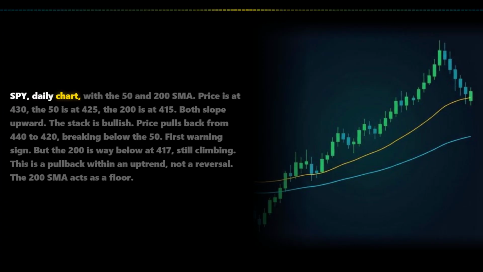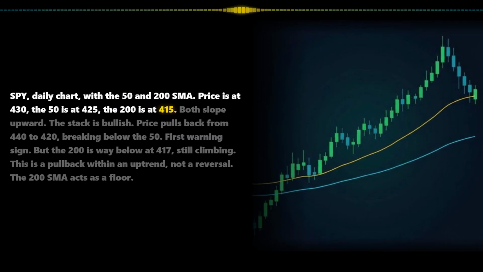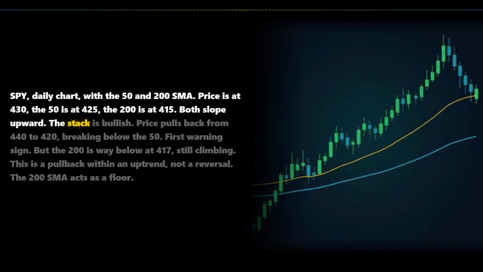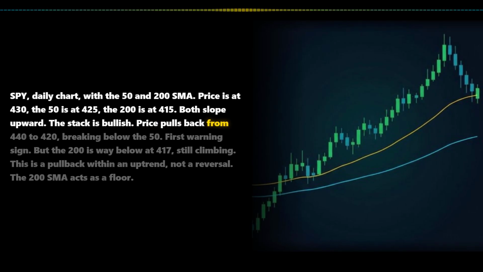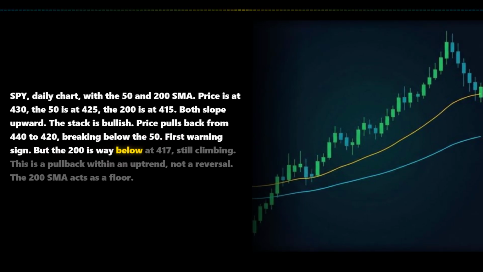Let's practice. SPY, daily chart with the 50 and 200 SMA. Price is at 430, the 50 is at 425, the 200 is at 415. Both slope upward. The stack is bullish. Price pulls back from 440 to 420, breaking below the 50. First warning sign, but the 200 is way below at 447, still climbing. This is a pullback within an uptrend, not a reversal.